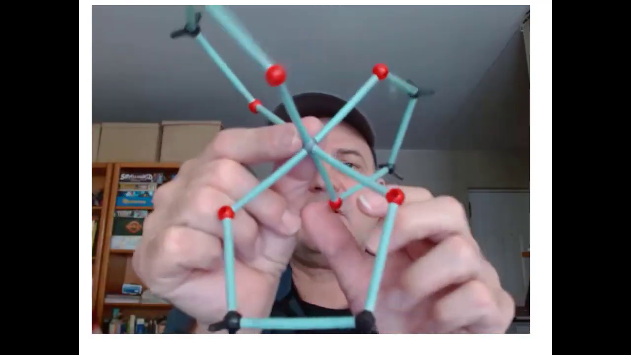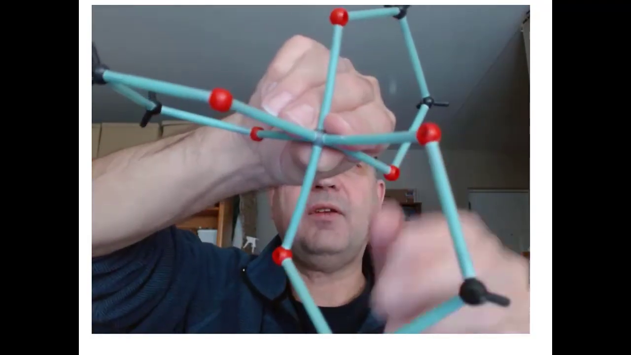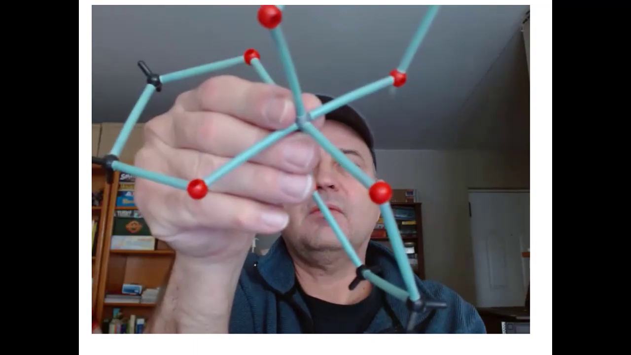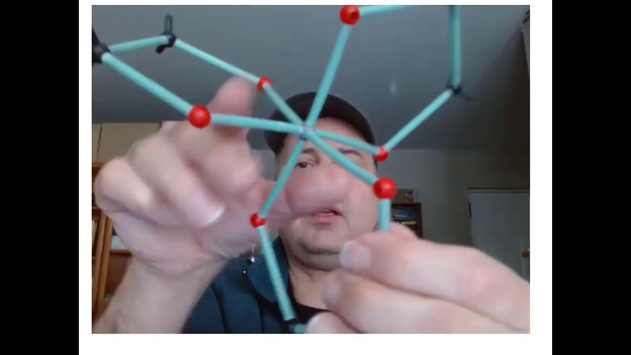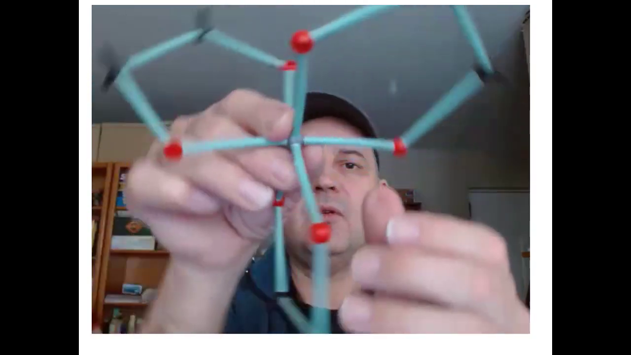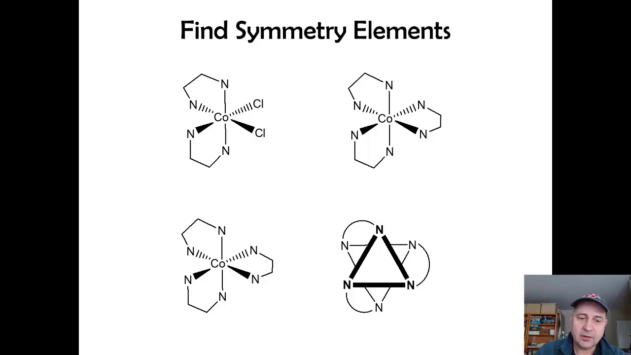A propeller has symmetry. This is a propeller with 3 blades, and so we do have a C3. It's hard for me to twist that properly, but it is there. So okay, there's a C3, and I'll come back to that in a minute. There's also perpendicular C2s.